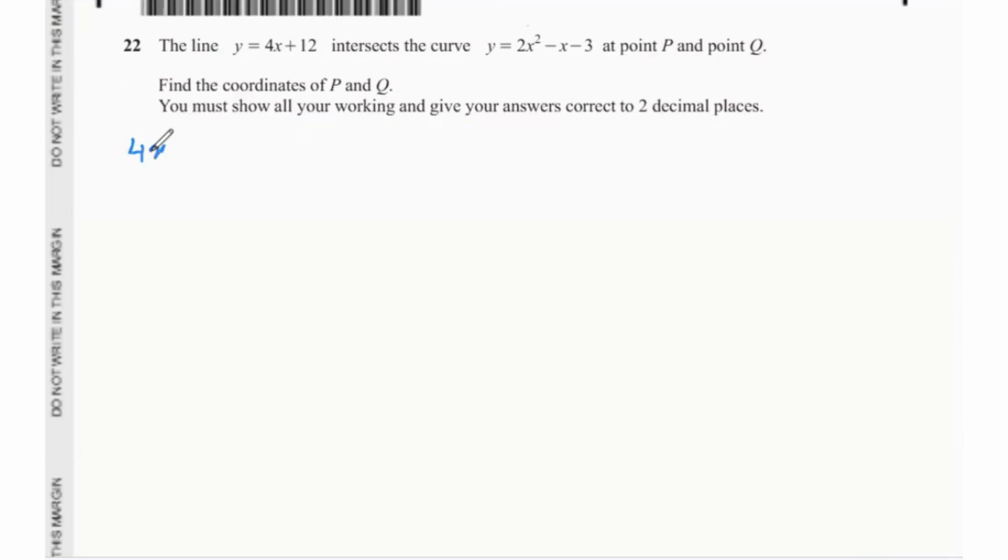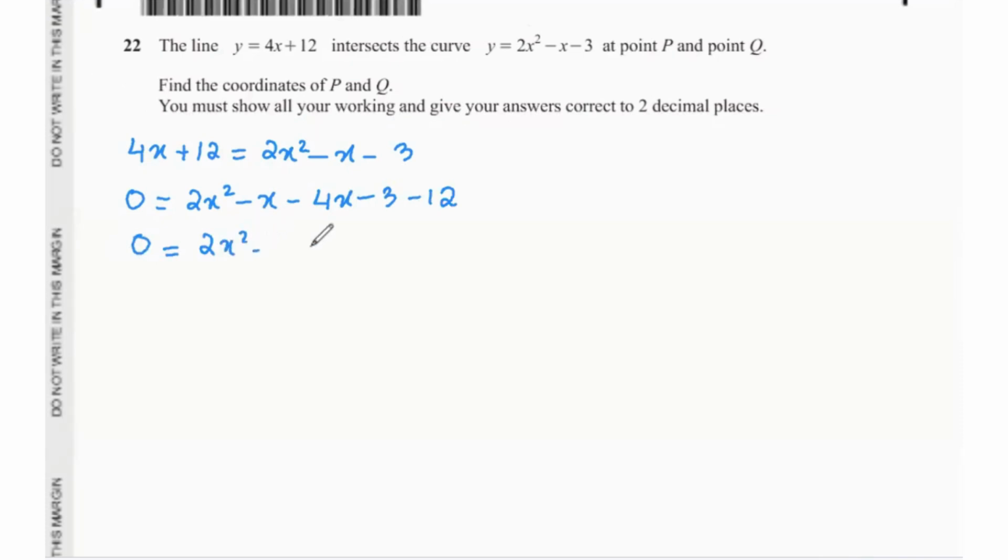So 4x plus 12 equals 2x squared minus x minus 3. Bring all the terms on one side: 2x squared minus x minus 4x minus 3 minus 12. That's 2x squared minus 5x minus 15. Now we're going to factorize this quadratic equation.